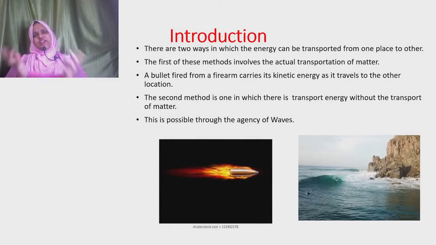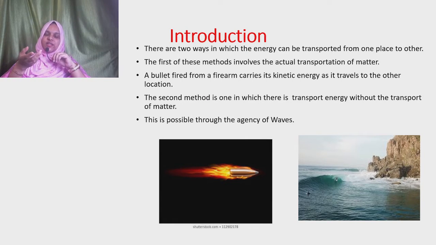There are two ways by which energy can be transported from one point to another. Firstly, the transport of energy from one point to another involves the actual transport of matter. Secondly, there is a method in which energy can be transported from one point to another without the actual transfer of matter. Can you see two figures in this presentation?